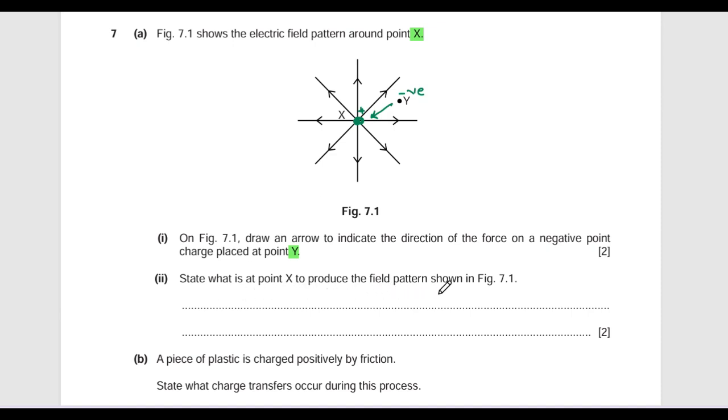State what is at point X producing the field patterns shown in 7.1. We know positive charge has field patterns which are directed outside the charge, and negative charge has field patterns that are directed inside the charge or towards the charge. So this charge is surely a positive charge, so I am writing a positive charge over here.